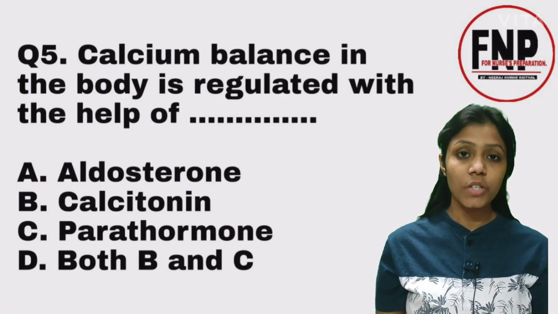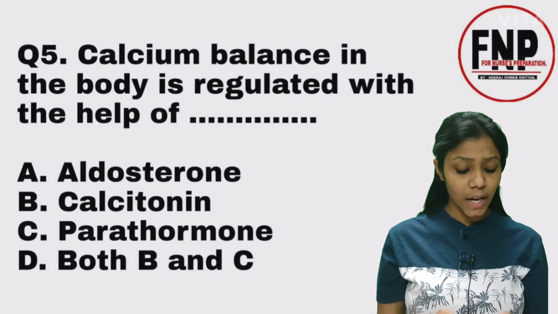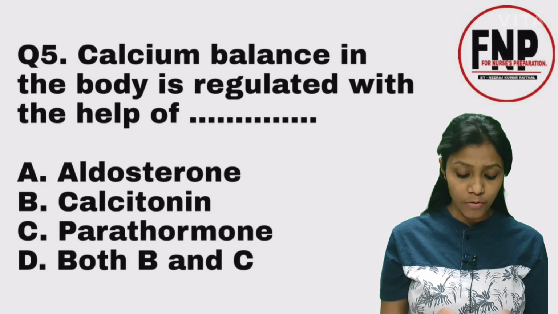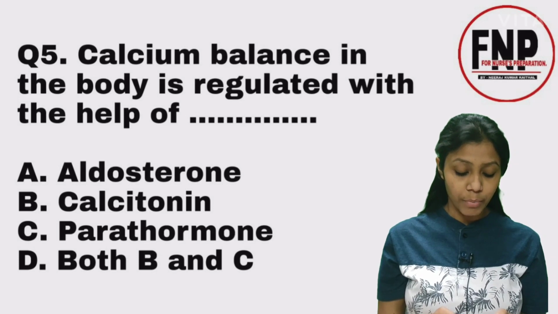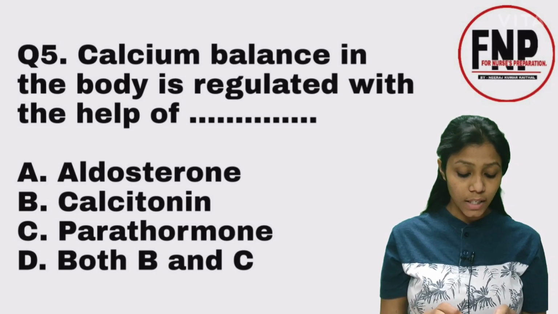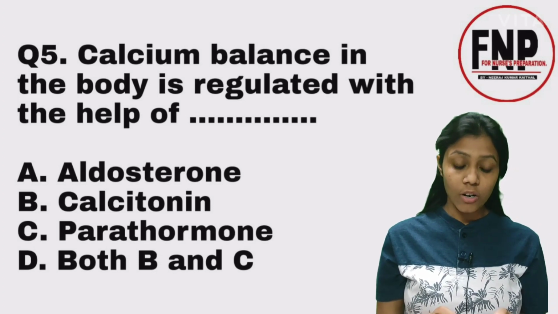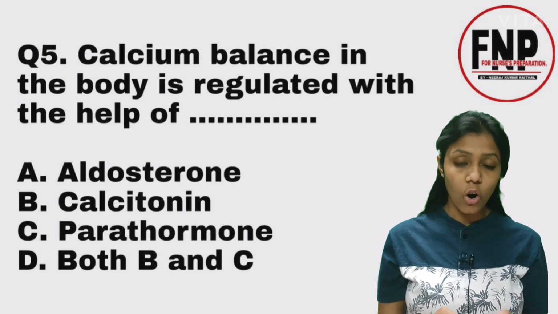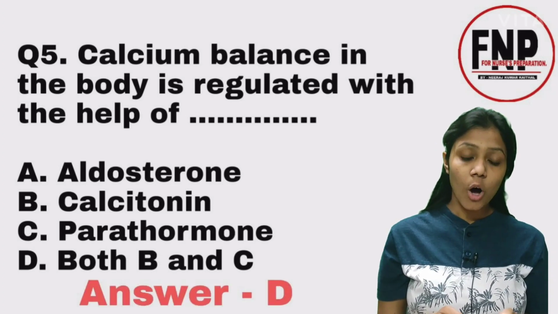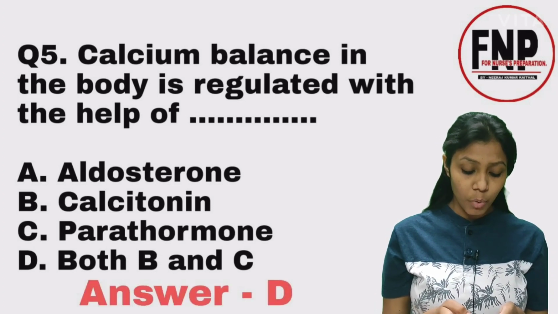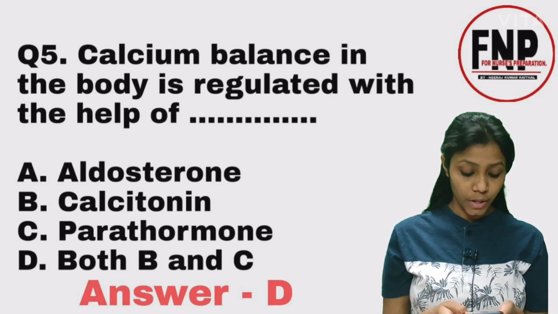Next question, question number 5 is, calcium balance in the body is regulated with the help of, your options are A, aldosterone, B, calcitonin, C, parathormone, or D, both option B and C, that is calcitonin and parathormone. Correct option is option number D, that is both B and C, calcitonin and parathormone.